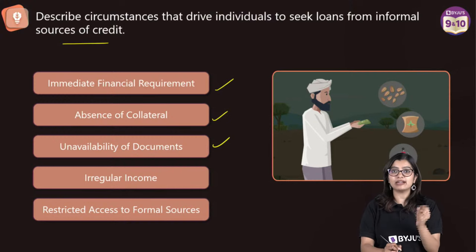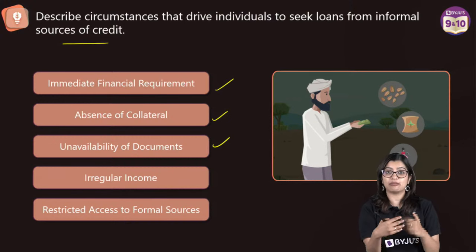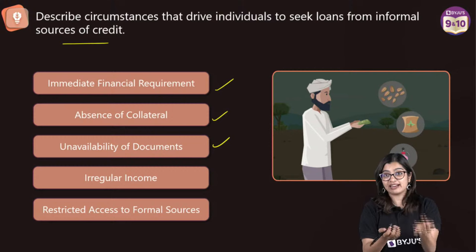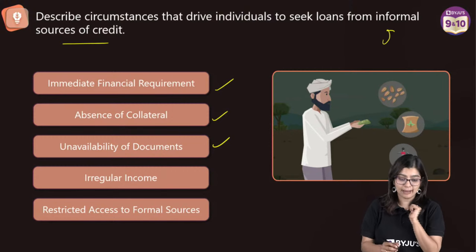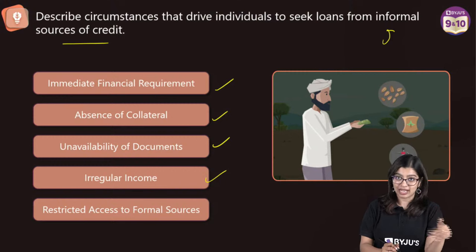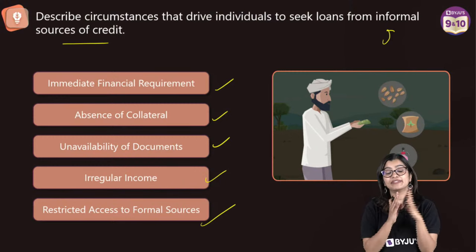They may not have the proper documented data that is necessary. They may not have enough documents to support their claim for a loan, which is why they'll go to this informal source. Or else what will happen? Not enough income to actually take the loan. They may not even be eligible in the first place, or they may not even have access.